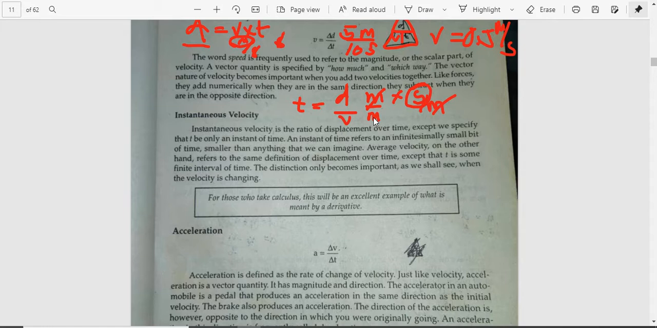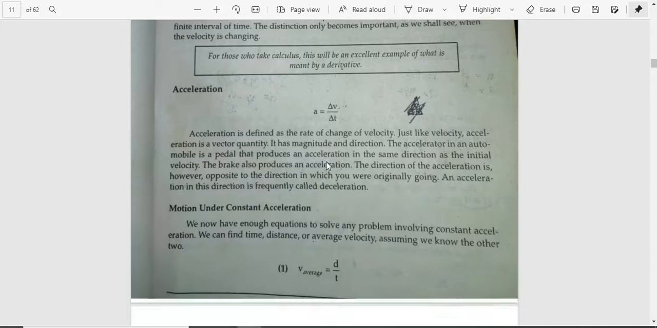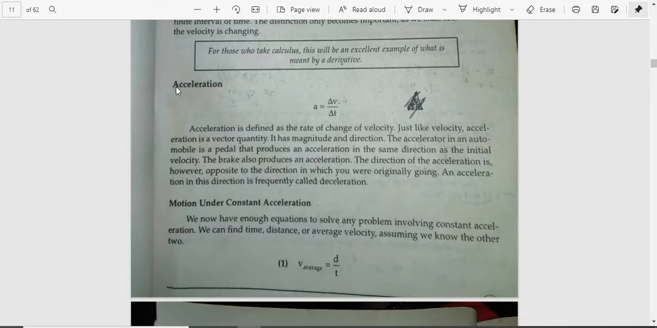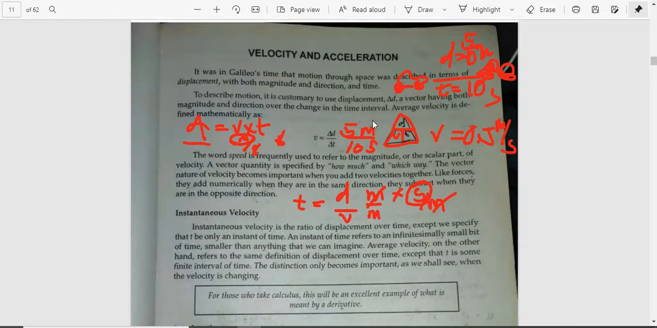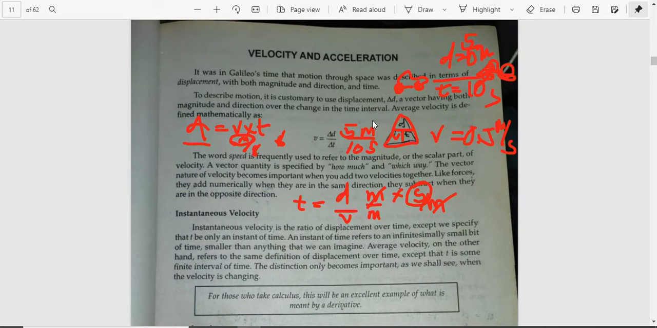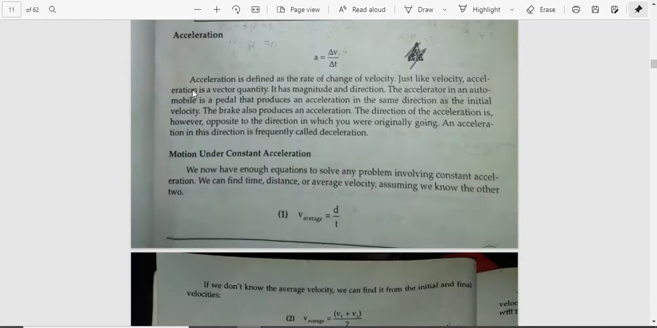Okay, next is your acceleration. What is the definition of acceleration in relation to your velocity? Acceleration is defined as the rate of change of your velocity.